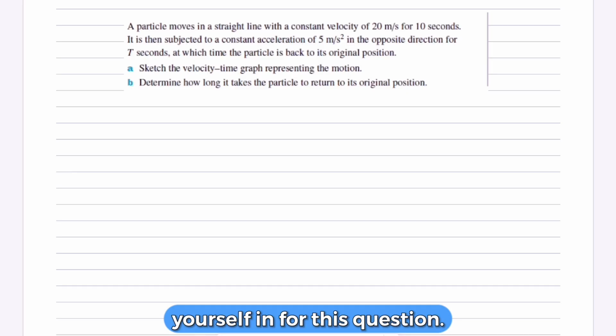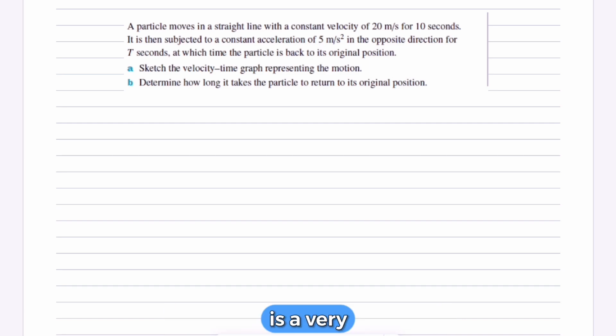Strap yourself in for this question. This was a tricky question. To be completely honest, it took me a couple of attempts to actually figure out what was going on. Let's unpack this one relatively slowly and we'll see how we go. But this is a very challenging question, just a heads up.